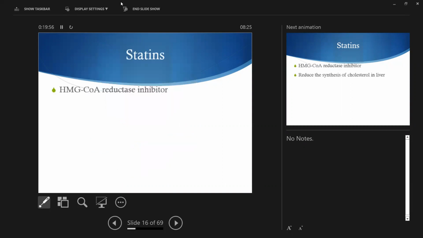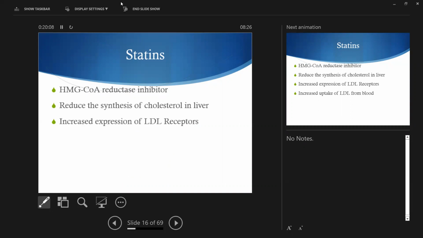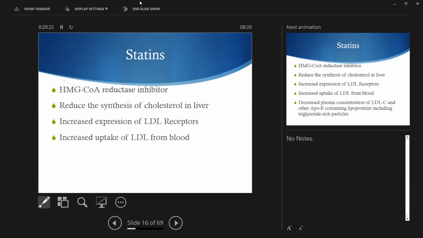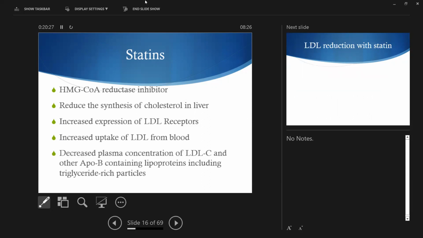So statins are the mainstay treatment of lipid lowering therapy as of now. It is called an HMG coenzyme A reductase inhibitor. It reduces the synthesis of cholesterol in the liver. So when you reduce the synthesis of cholesterol, more LDL receptors are expressed on the hepatocytes to take more LDL particles from the blood. So that causes a reduction in the serum LDL because of increased uptake of LDL into the liver. And that causes a decreased plasma concentration of LDL and other apolipoprotein B containing lipoproteins.